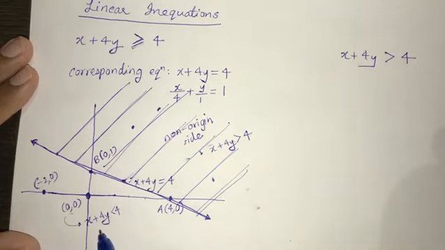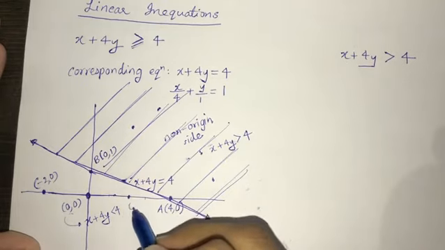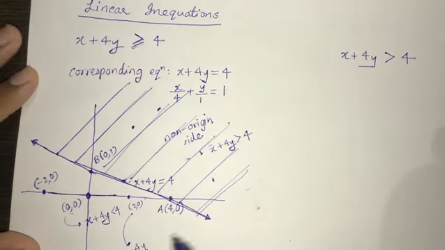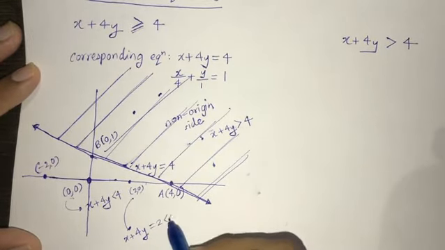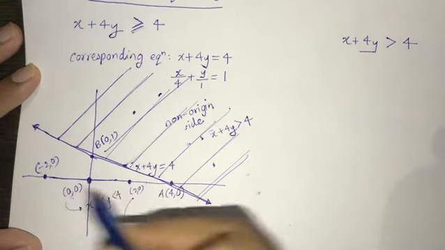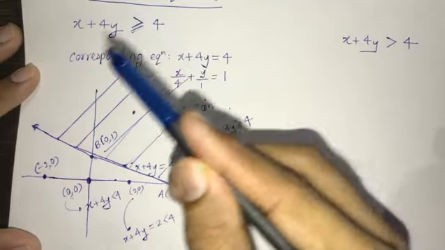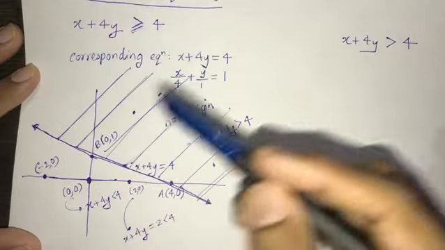Origin satisfies x plus 4y less than 4, and any point on the side of origin will also satisfy x plus 4y less than 4. The points like minus 2 comma 0, and points like 2 comma 0, after putting it in x plus 4y will give you 2, which is less than 4. So all these points on this side will satisfy x plus 4y less than 4. We don't want that. We want the points satisfying x plus 4y greater than or equal to 4. Equal to 4 is the straight line, greater than 4 is this half plane.